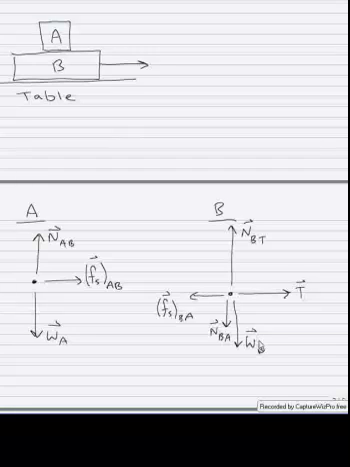Let's take a second and think about Newton's third law pairs. We have a normal force acting on A from B, and a normal force acting on B from A. Those are a Newton's third law pair. We also have a friction force acting on A and a friction force acting on B. Those result from the same interaction. So we have two Newton's third law pairs.